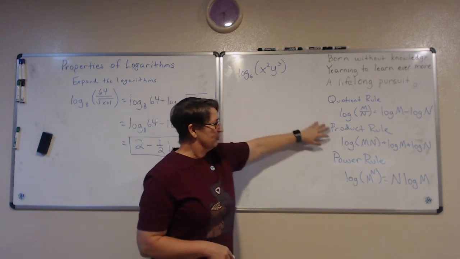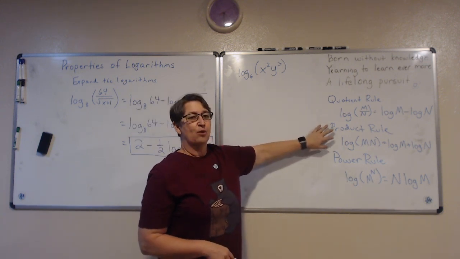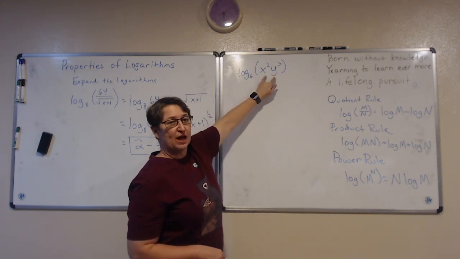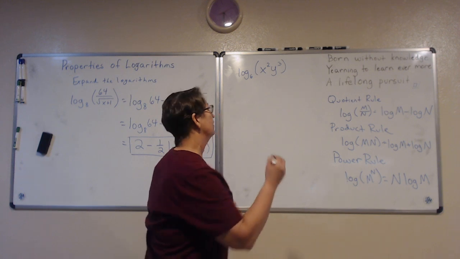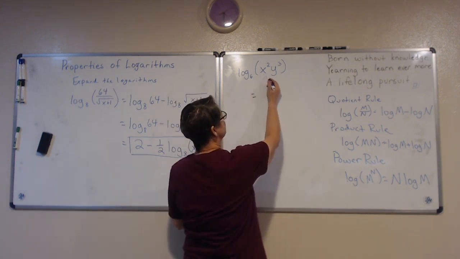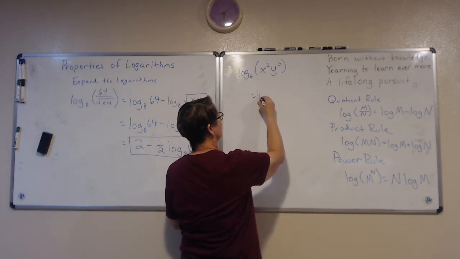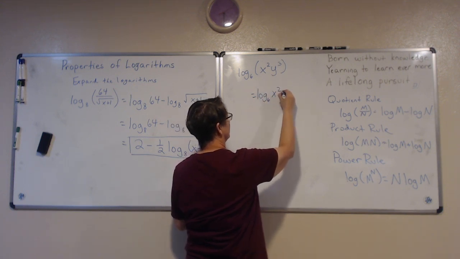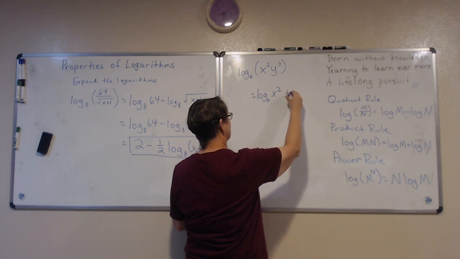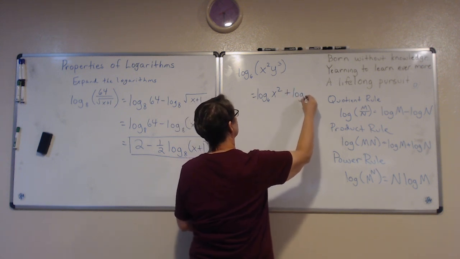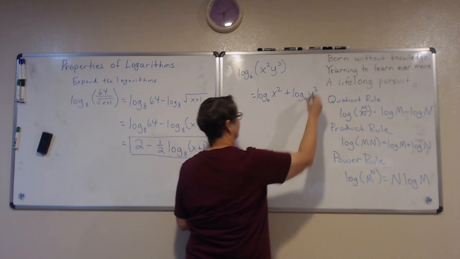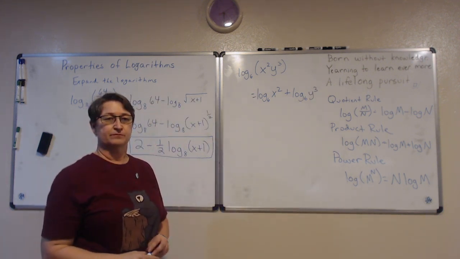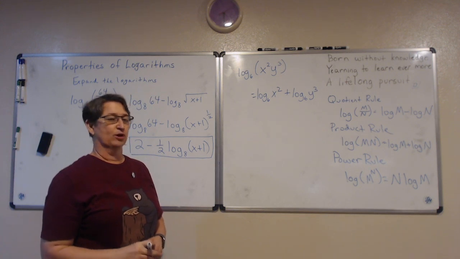So then I look for the product. And we have a product. This and that are multiplying together. So this times that, I'm going to take log of the first one, x squared, and I'm going to add it to log of the second one.